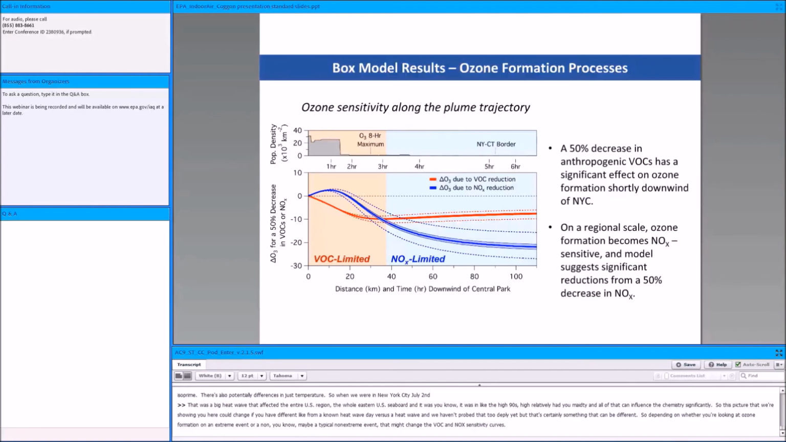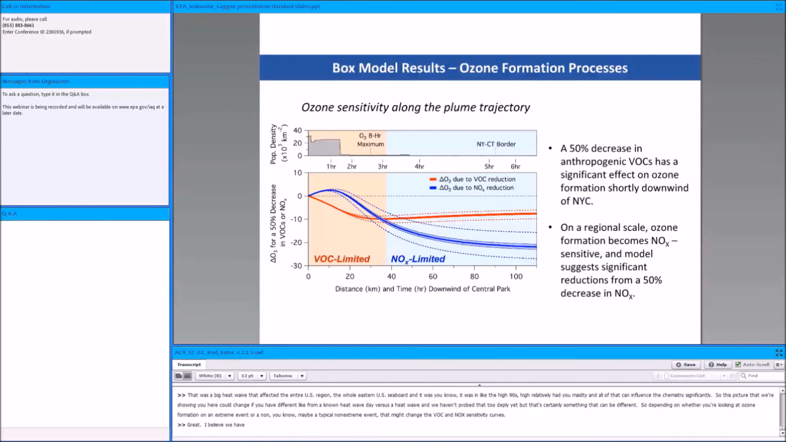Great. I believe we have one last question. This is related to attributing different pollutants to certain sources. How would you account for something like limonene creating formaldehyde after it's emitted from certain products?